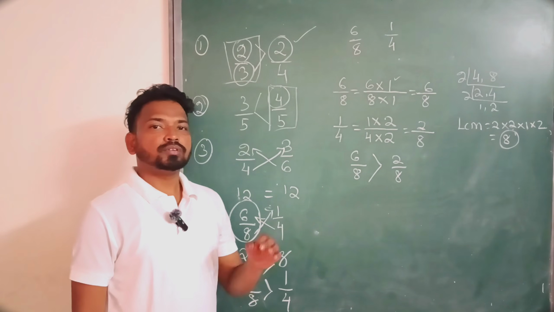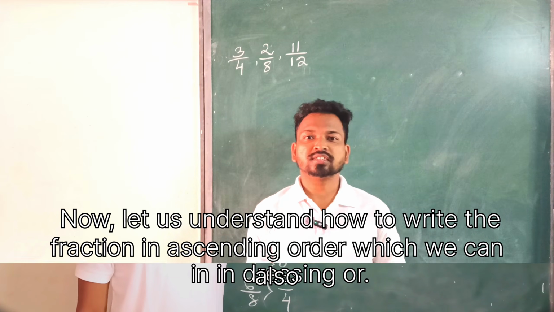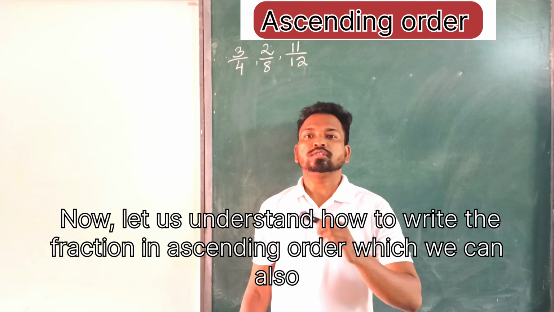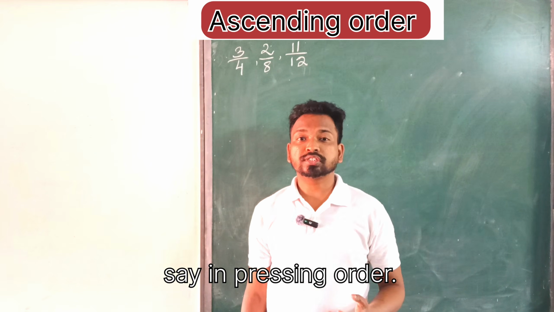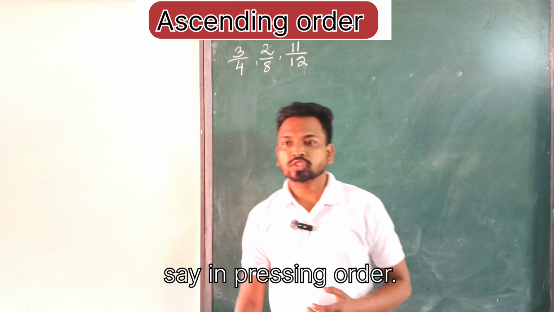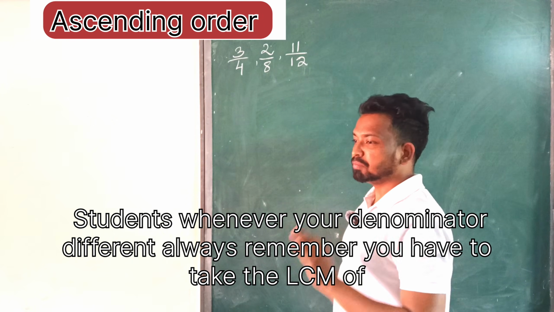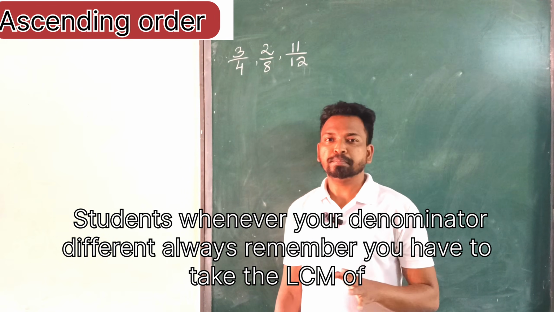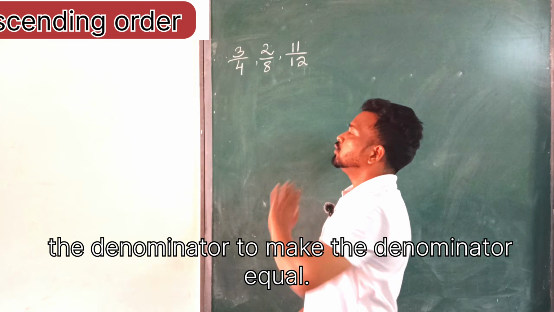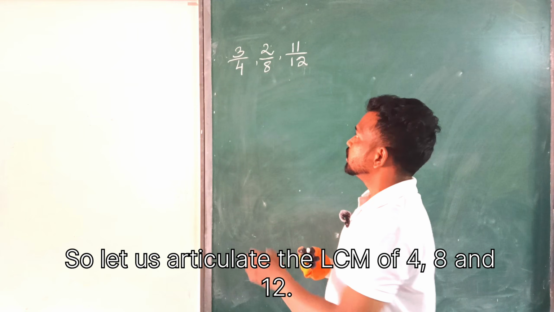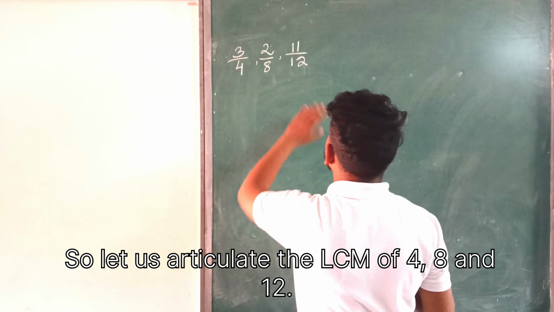Now, can you write down the given fractions in increasing order? Let us understand how to write the fractions in ascending order, which we can also say increasing order. Students, whenever your denominators are different, always remember you have to take the LCM of the denominators to make the denominators equal. So let's take the LCM of 4, 8 and 12.